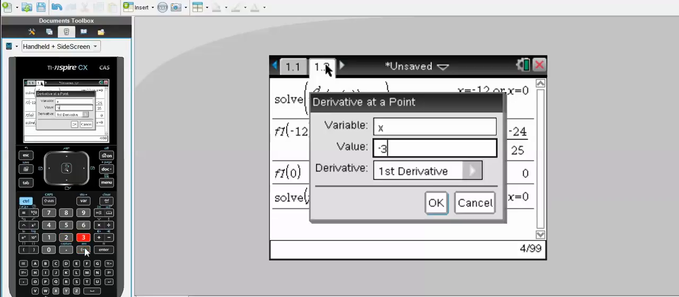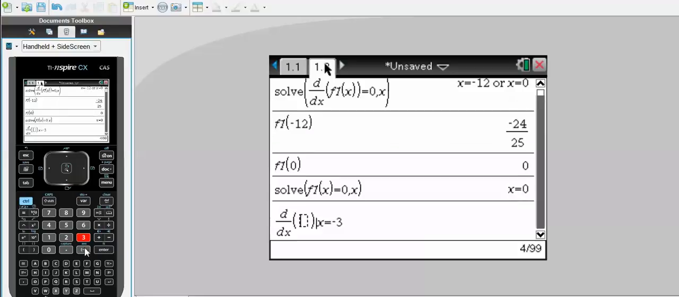And then it's saying, what do you want to differentiate? Well, I want to differentiate f1(x). And in fact, I'm just going to pause this and type it out because it's sometimes a bit slow.